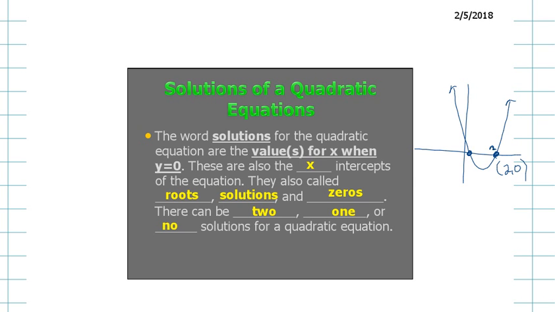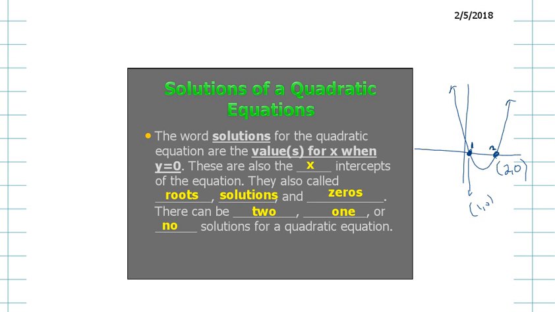And let's say this one is positive 1. How would you write this point? (1, 0). When we're looking at the x-intercept, the y value is 0 because it's touching the x-axis. They're all called roots, solutions, zeros, and I've explained that to you before. You can have 2 zeros, 1 zero, or no zeros. I've already explained this to you. Are you guys okay with this?